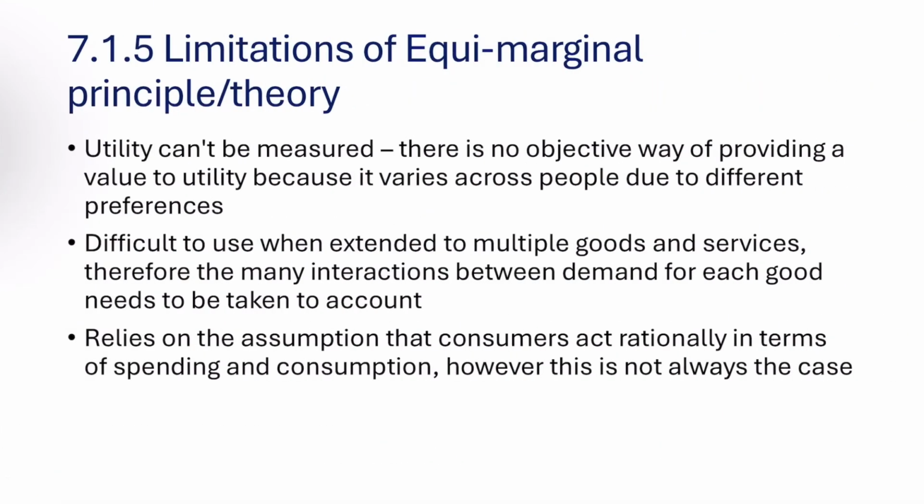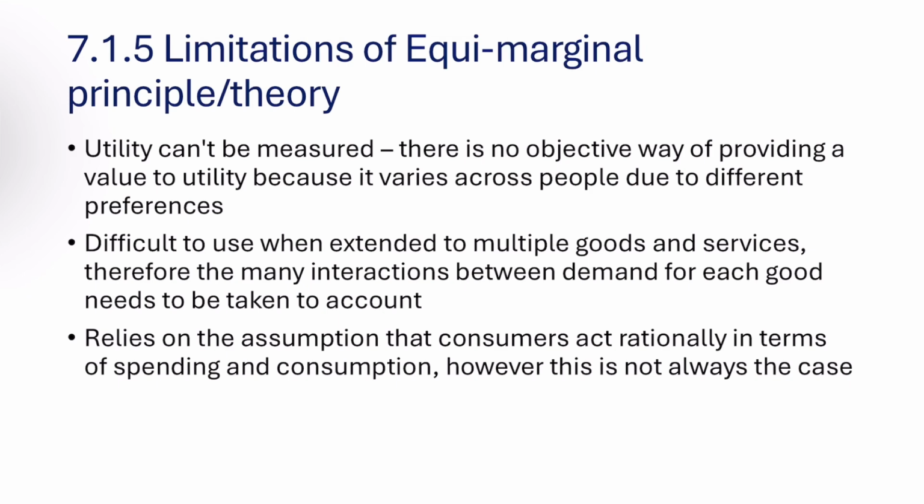Now, there are several limitations of the Equi-Marginal principle or theory, one of which is that utility can't be measured. There is no objective way of providing a value to utility because it varies across people due to different preferences. It's also difficult to use when extended to multiple goods and services. Therefore, the many interactions between demand for each good need to be taken into account.